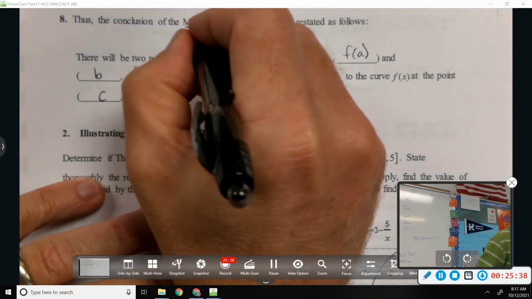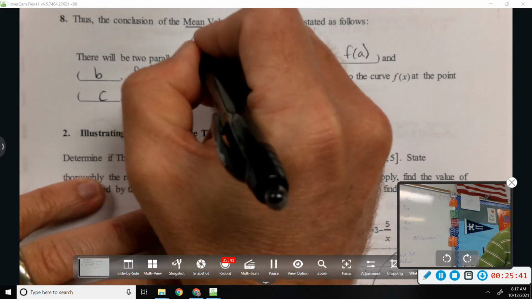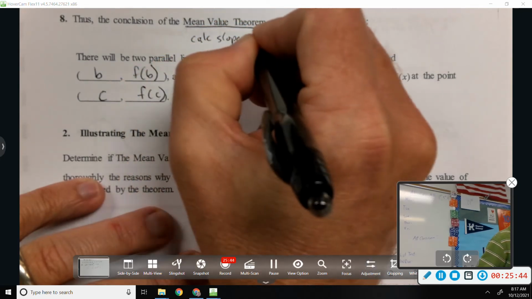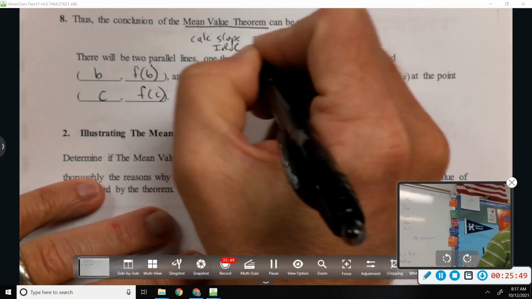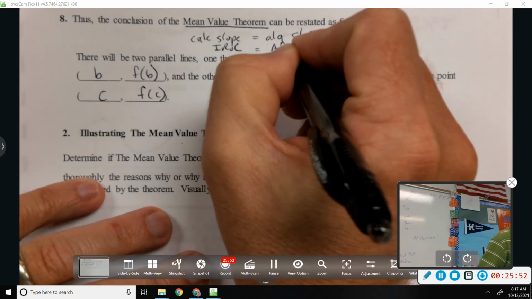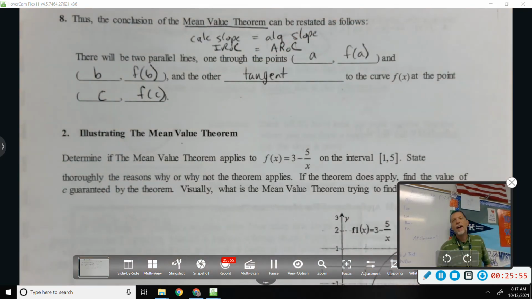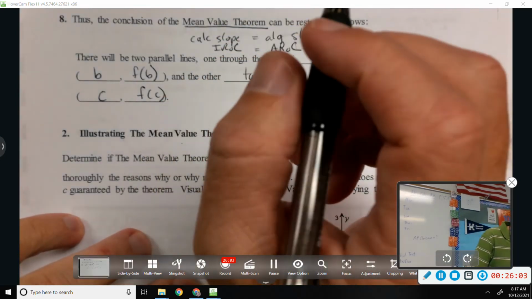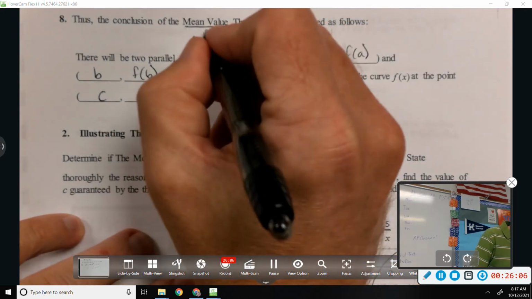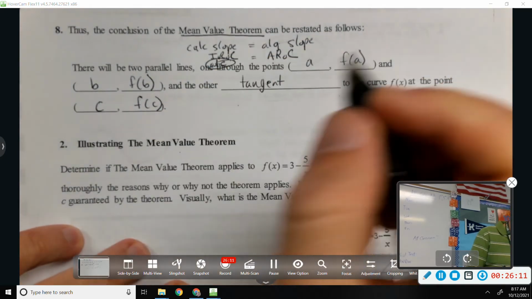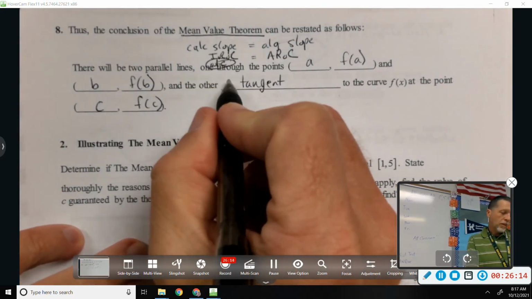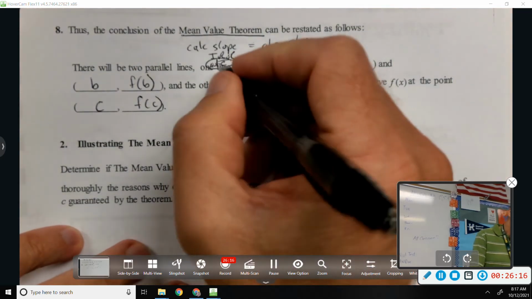But to me, the easiest way to remember MVT is that the calculus slope equals the algebra slope. The IROC equals the AROC. Instantaneous rate of change equals the average rate of change. The key is at C. Calculus slope is at a specific point. Instantaneous rate of change is at a specific point.